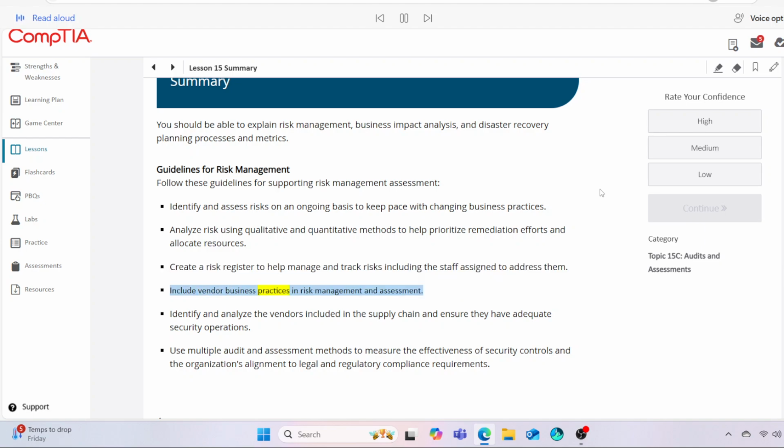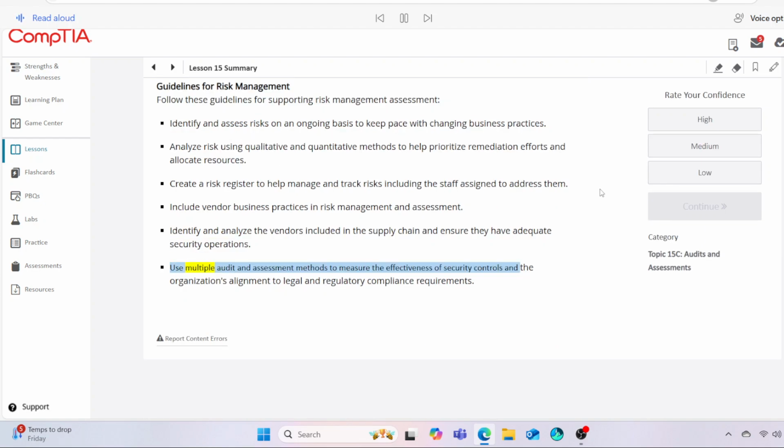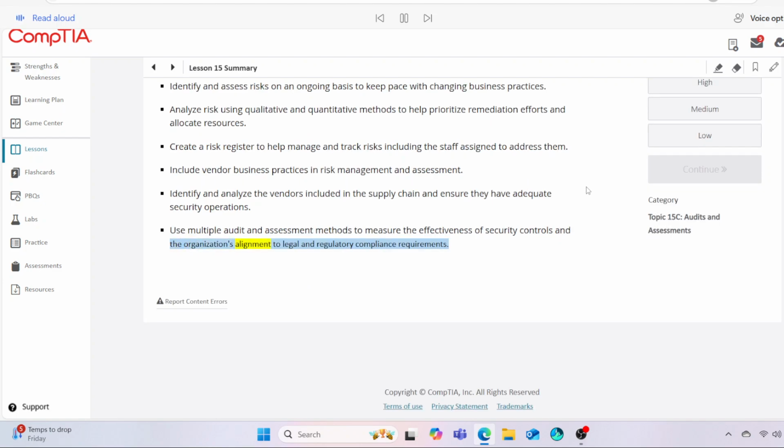Include vendor business practices in risk management and assessment. Identify and analyze the vendors included in the supply chain and ensure they have adequate security operations. Use multiple audit and assessment methods to measure the effectiveness of security controls and the organization's alignment to legal and regulatory compliance requirements.